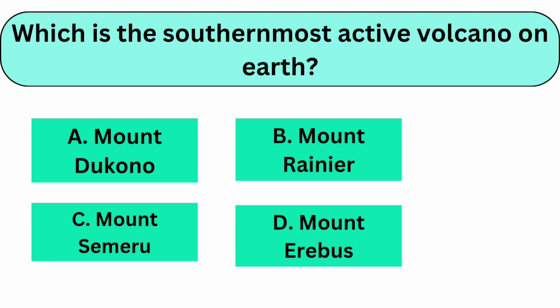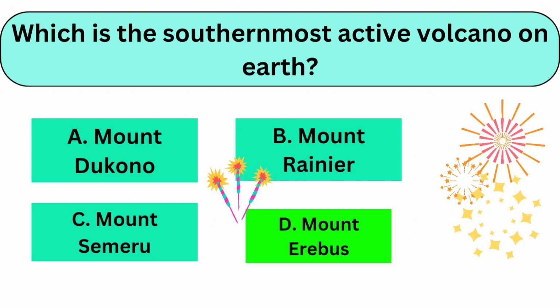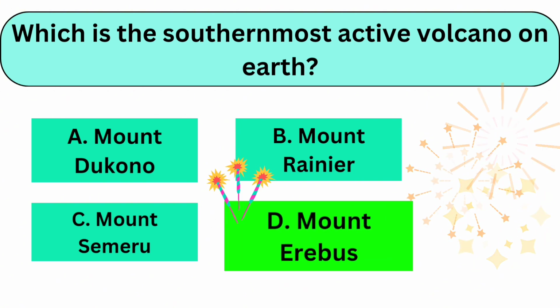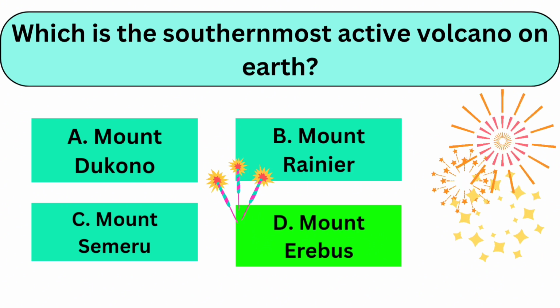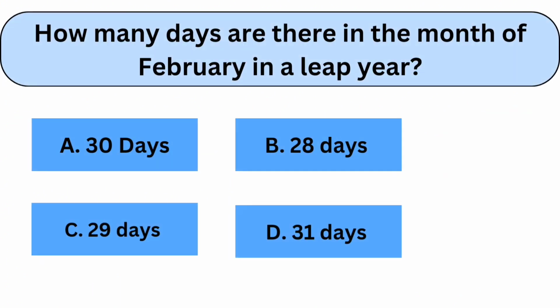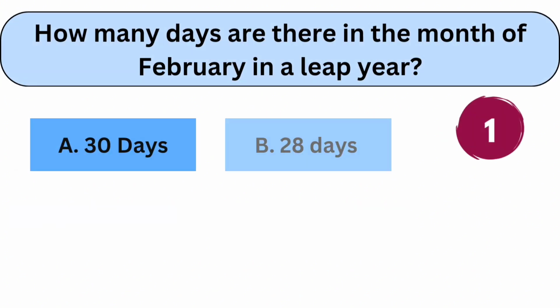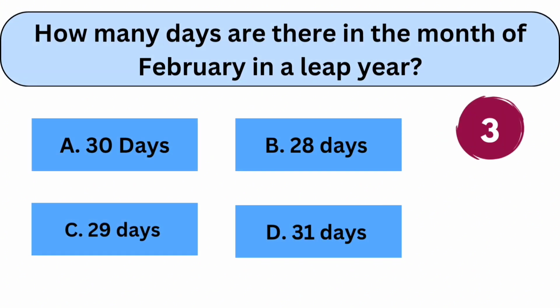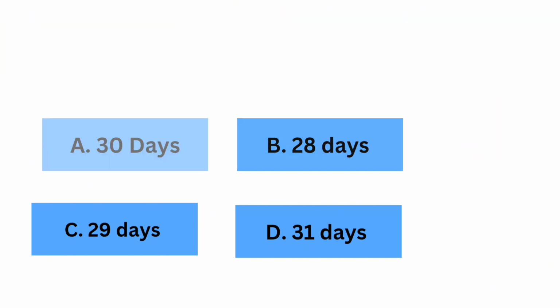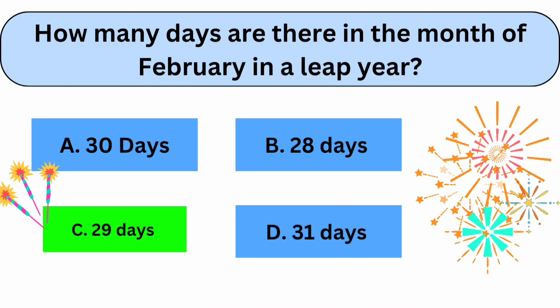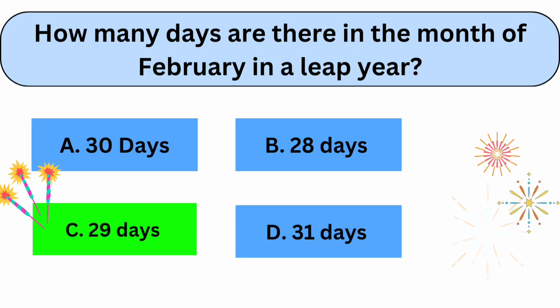Which is the southmost active volcano on Earth? The right answer is D. How many days are there in the month of February in a leap year? The right answer is C.